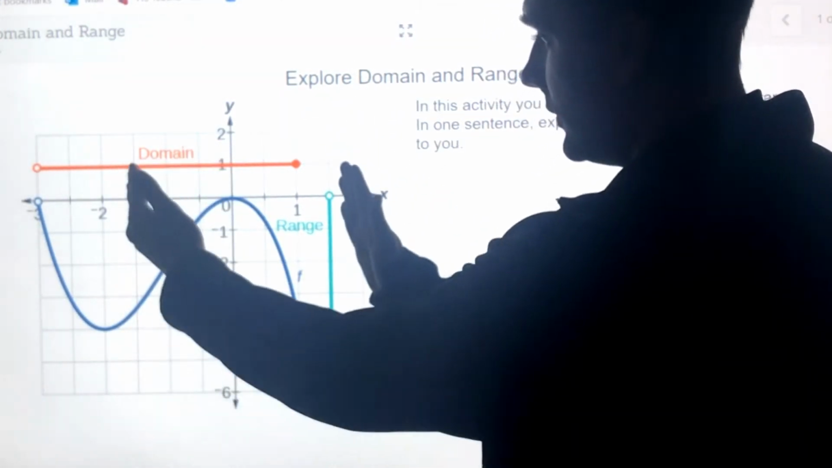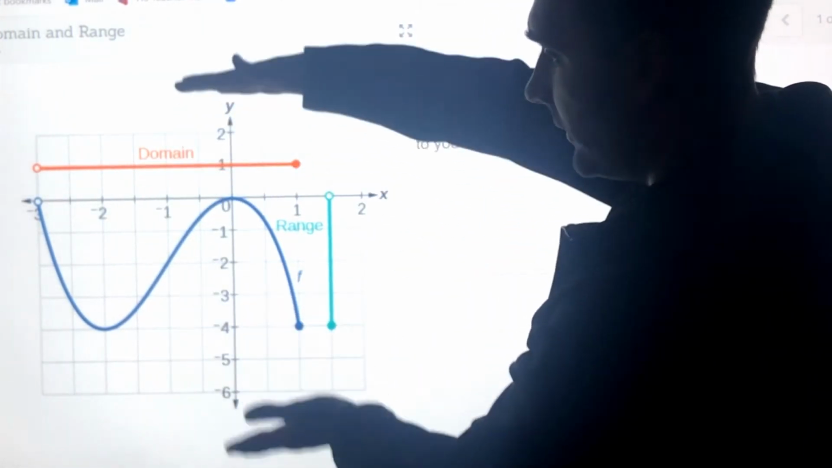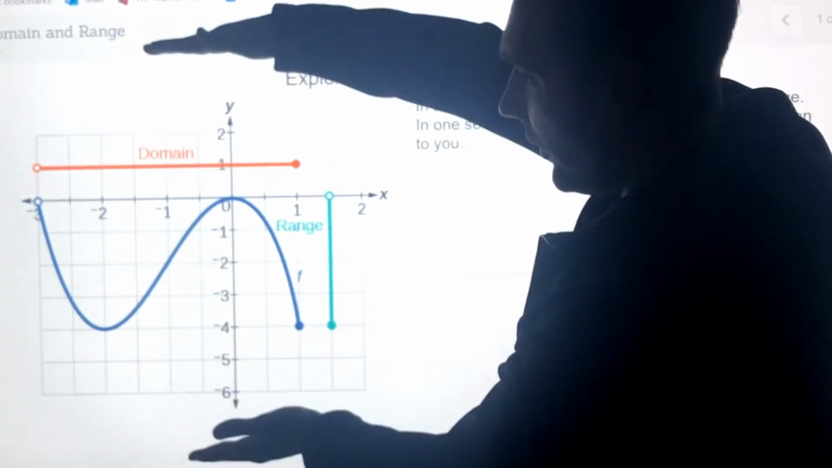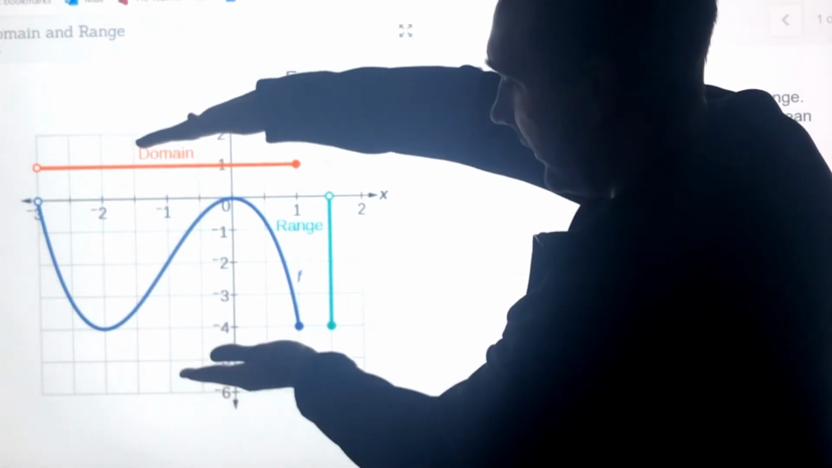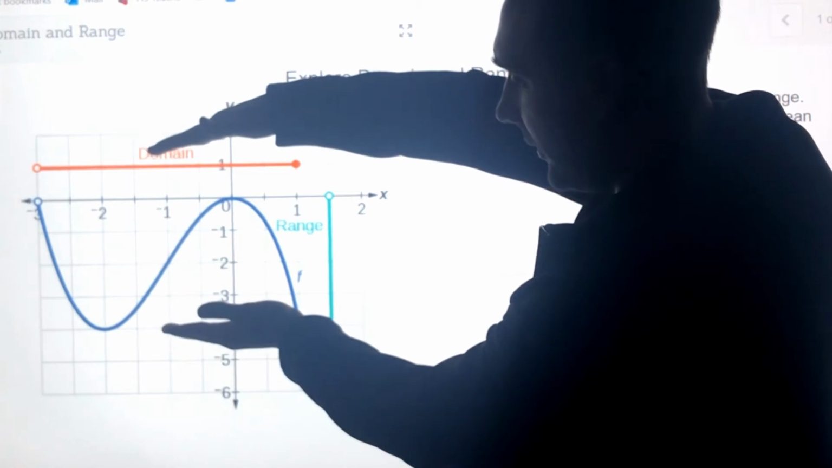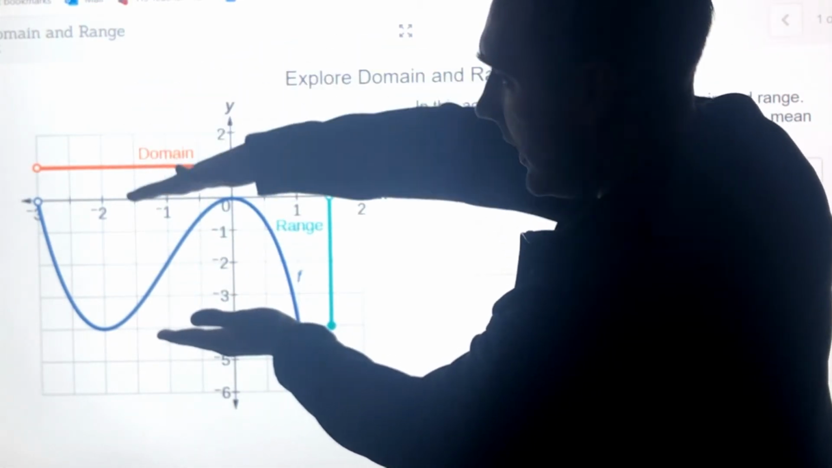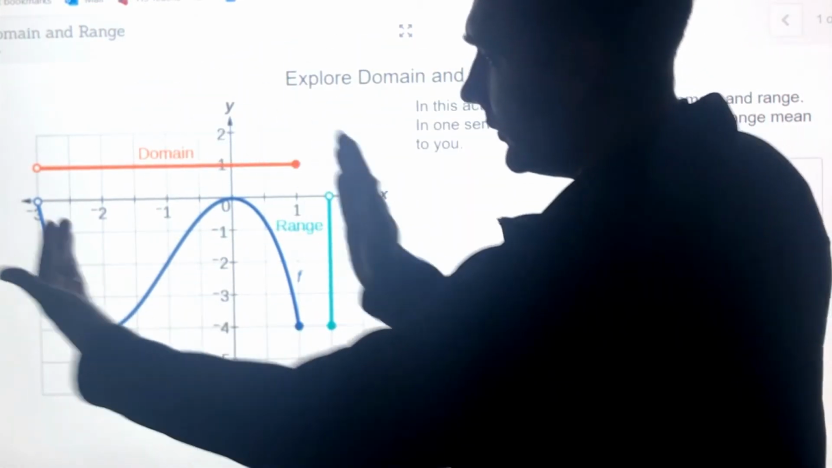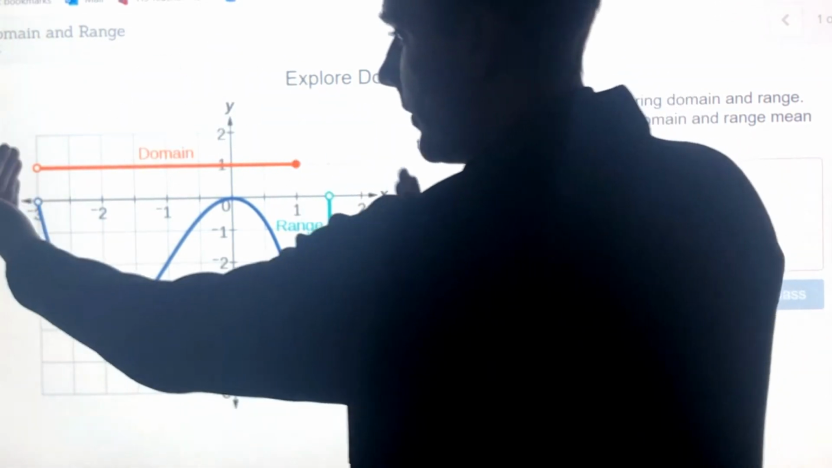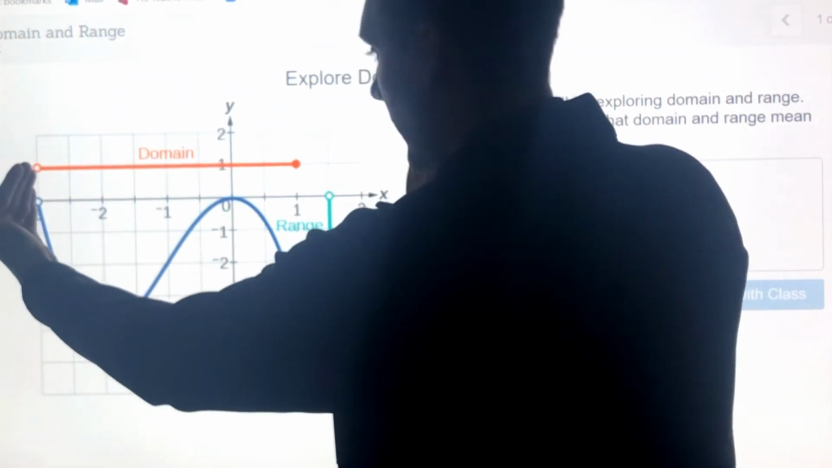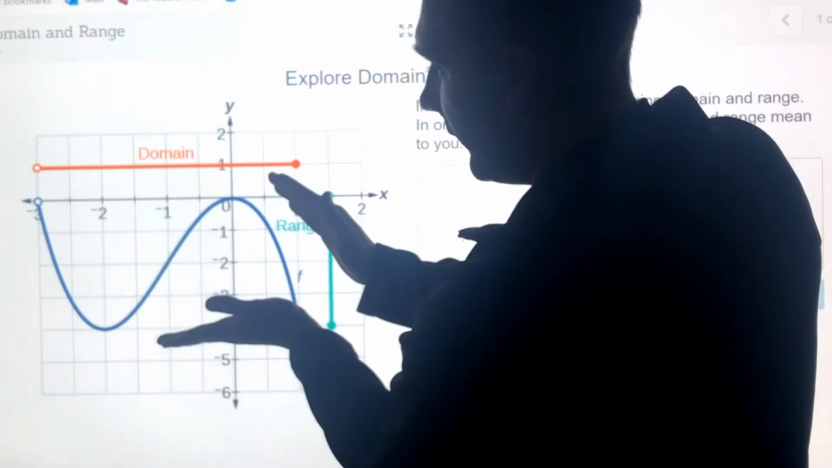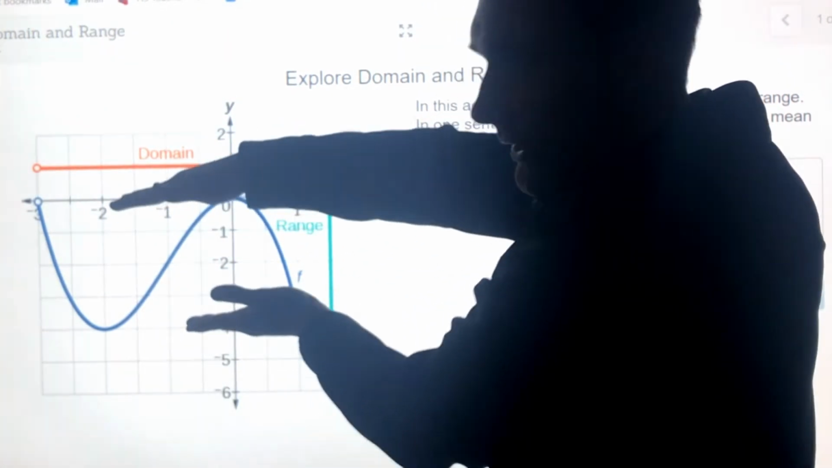Now range is the y values, your up and down. Where can I box in my y, my vertical values? I see it starts here at negative 4 and stops at 0. Notice when I'm talking about domain and range, I'm talking about what is the smallest value and what is the largest value. What is the smallest value first, then the largest value. So it's just like interval notation.